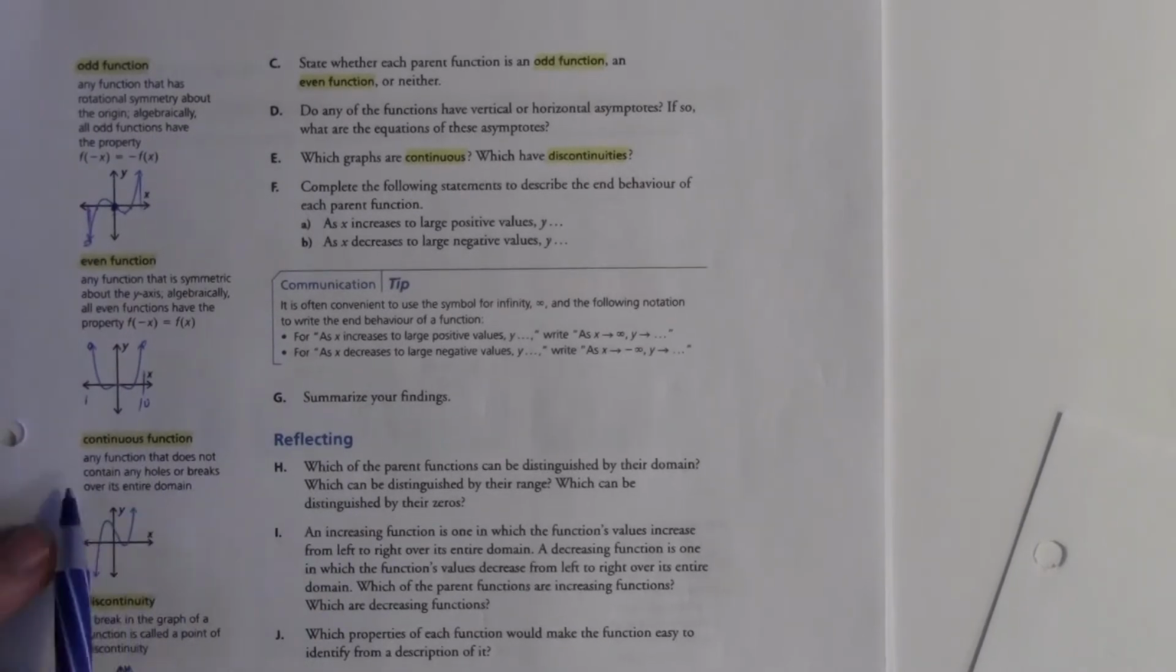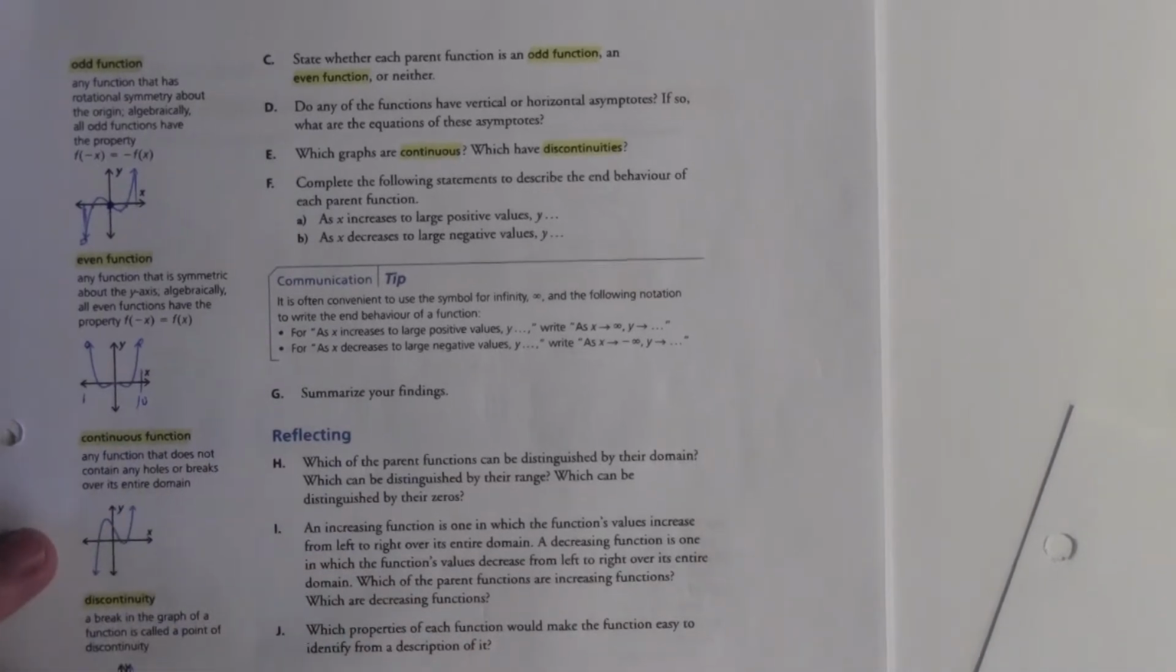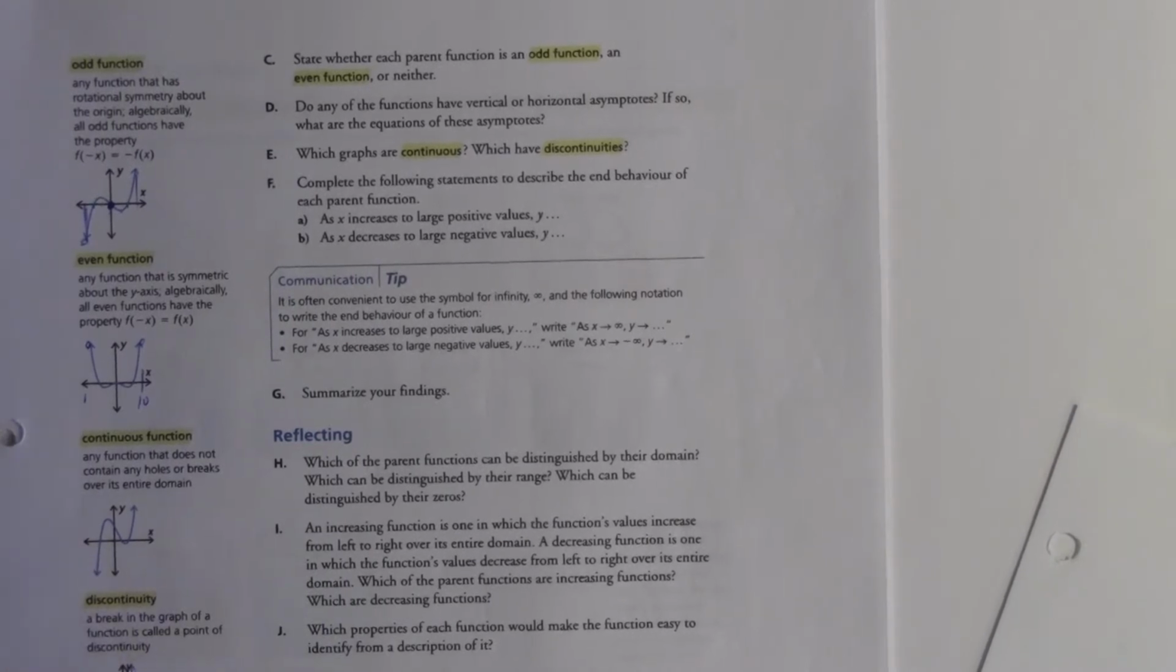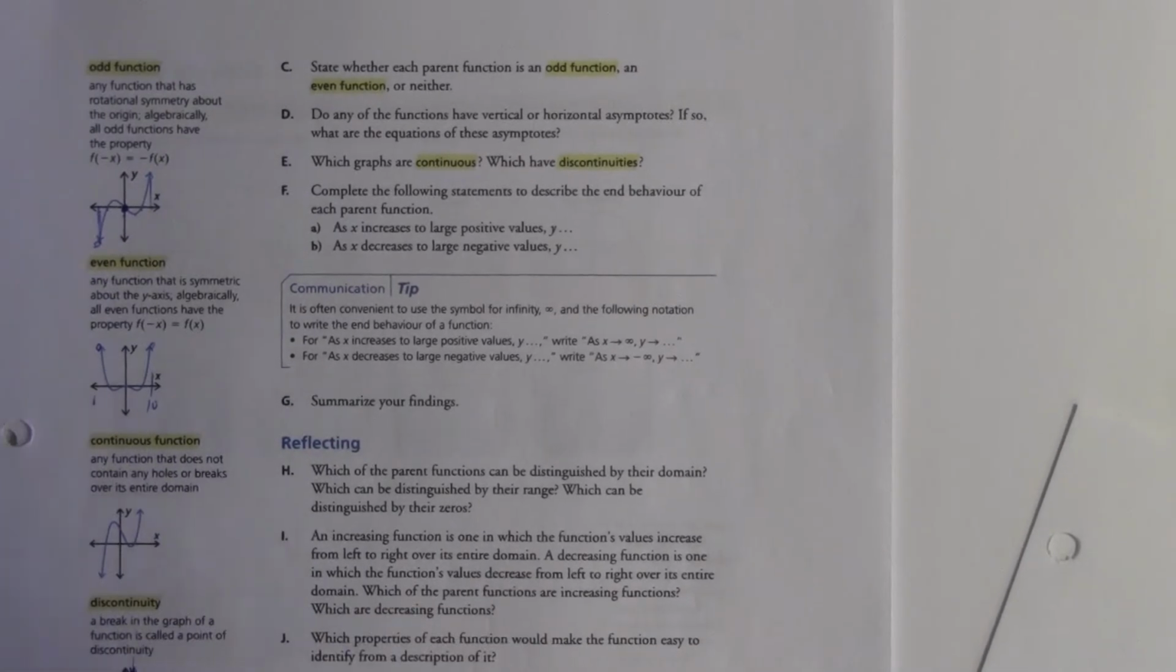Finally, a continuous function, we know it has no holes or breaks. So it's a straight line, there's no discontinuities, and we spoke about that. Discontinuity is a break in a graph, and it's called a point of discontinuity. So it can be either an asymptote like this, a vertical asymptote, a horizontal asymptote, or it can simply even be just an open circle, okay? That could mark a discontinuity, okay?